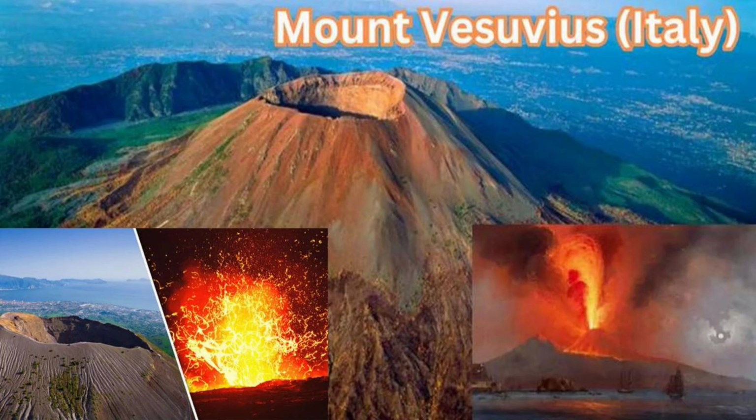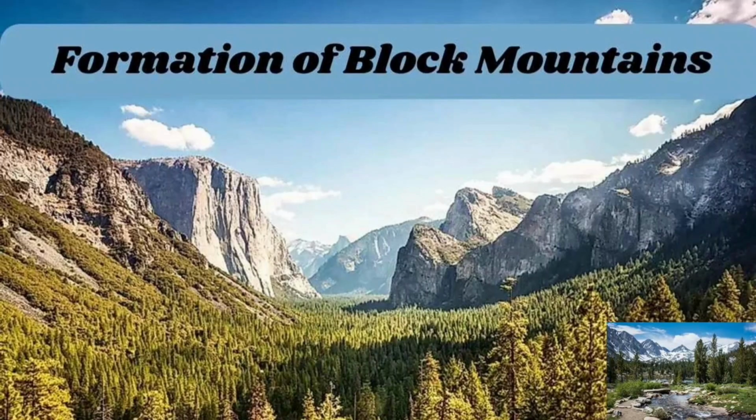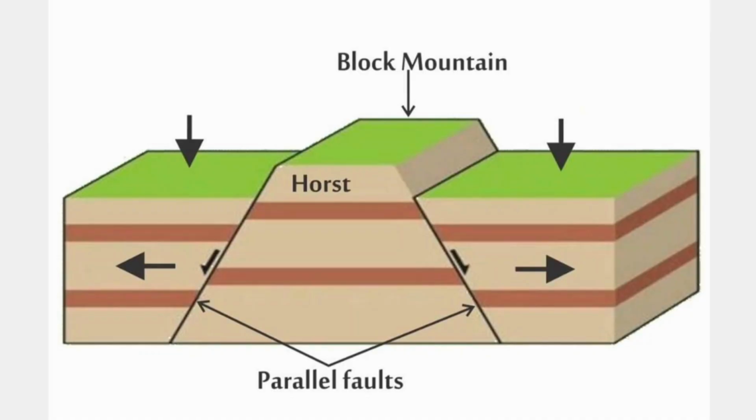Thousands of people died when lava, ashes, and mud buried the cities of Pompeii, Herculaneum, and Stabiae. The cities were forgotten until archaeologists began digging up their ruins in the 1700s. Block mountains are formed by the splitting and sliding of large blocks of land.